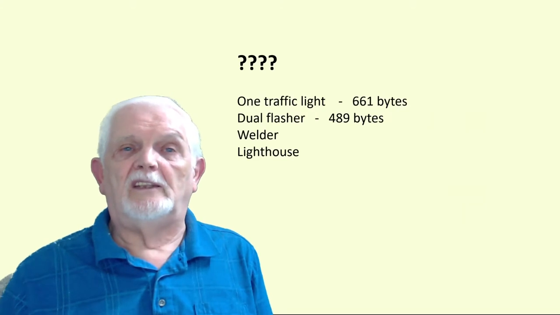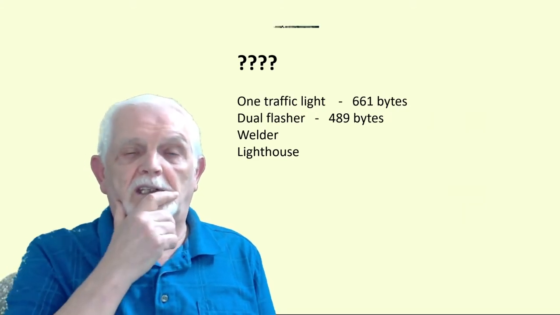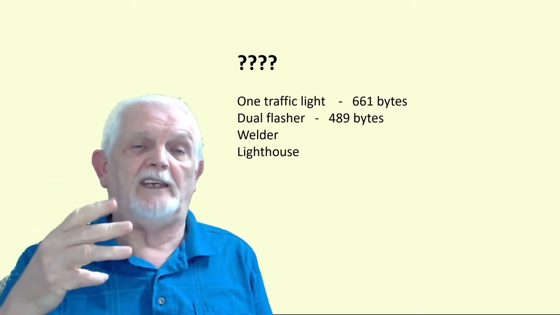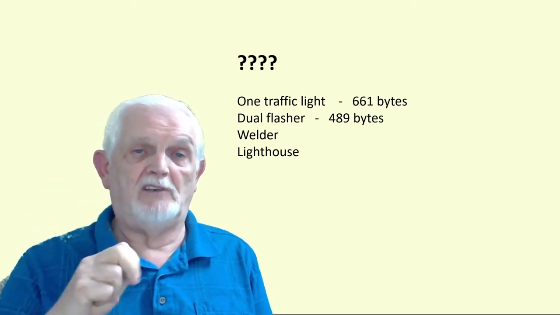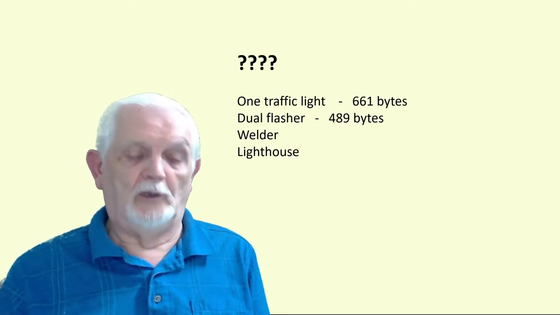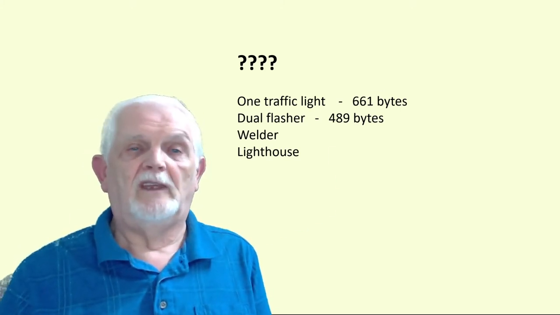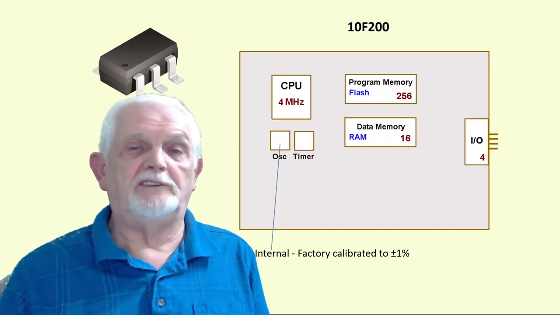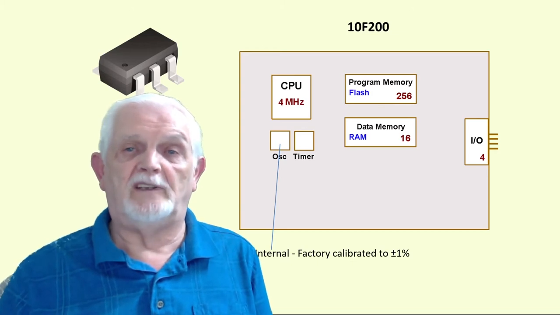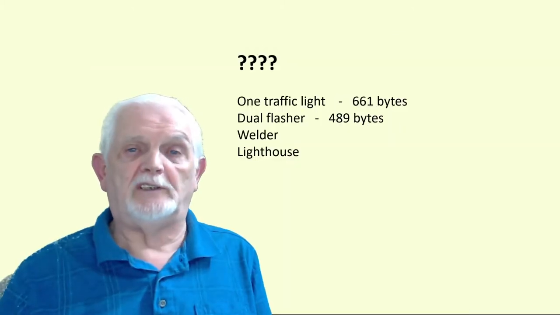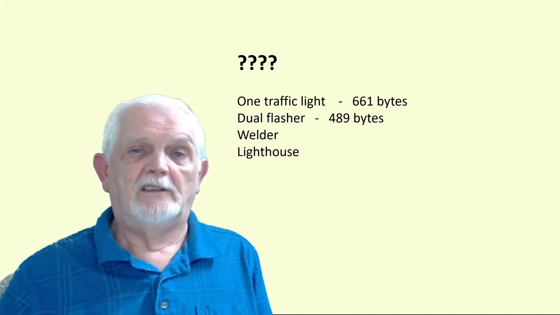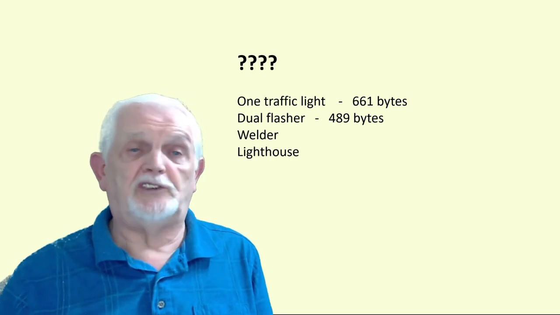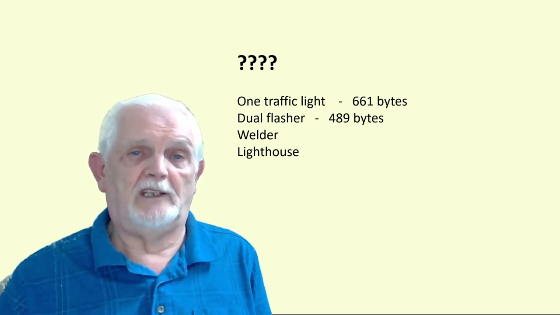because I tried this. The traffic light kit we've got, I cut it down to only flash one set of lights, one red, amber, green, rather than two way. And it took 661 bytes. And if you flick back, that chip can only handle 256. We couldn't even store that in it. Even the dual flasher is too big to fit in. So other kits like the welder, the lighthouse and so on, I've got no chance of sitting inside that chip.